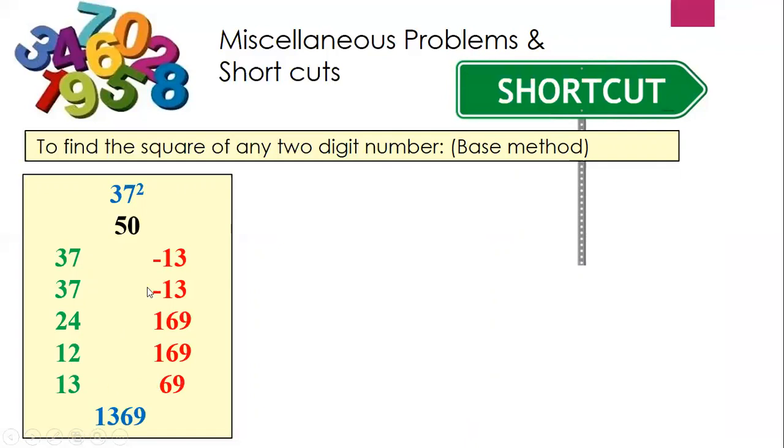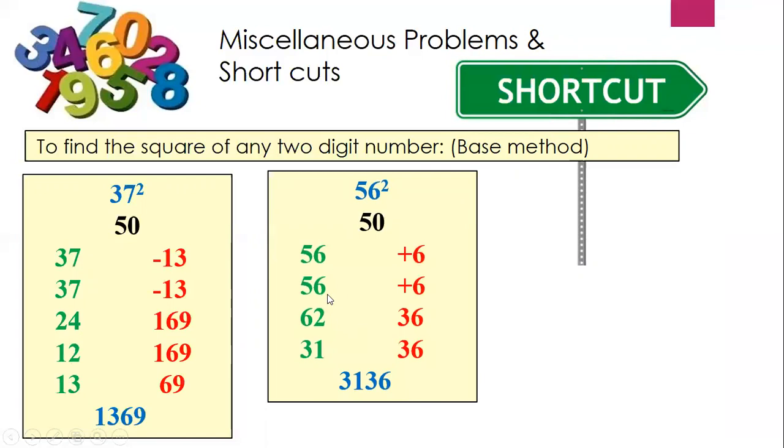Okay. So don't get confused. It's just a two-step process. See here, 37 minus 13. So here 13 squared is 169. 37 minus 13 is 24. But here our base is 50, so I need to divide this by 2. I'll get 12 and 169 here. Okay. Now this one will be a carryover, so it will give 1369.